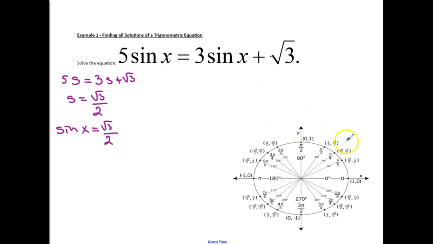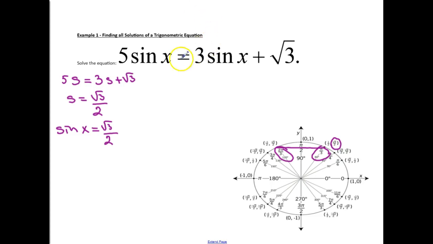Well, the sine is my y-coordinate, so square root of 3 over 2 happens at 60 degrees, or pi over 3. Since it is the y-coordinate, if you draw a horizontal line straight from the first solution that you found, you can find your second solution as well. The second solution is 2 pi over 3, or 120 degrees. This is just one strategy of solving it.